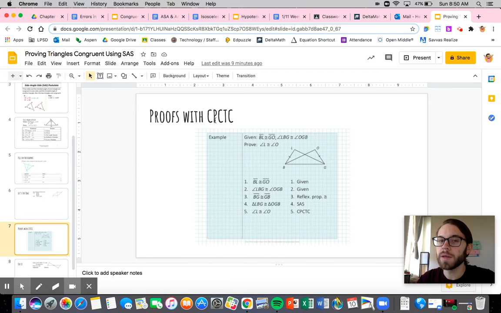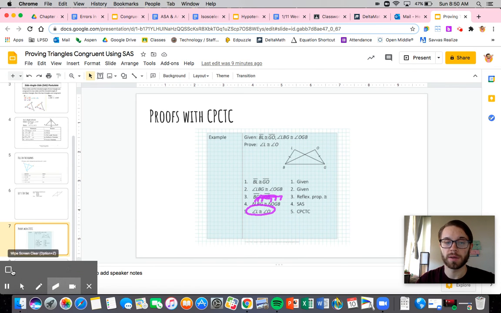Don't forget that you can use CPCTC. So after you've proven two triangles are congruent, you can use CPCTC to say that an angle or a side is congruent to another angle or side in here. They do have to be the ones that line up, right? So remember what we were talking about, the L lines up with the O and the B lines up with the G. That's what I mean by that. They have to be corresponding, but if they're corresponding, you can still use that.